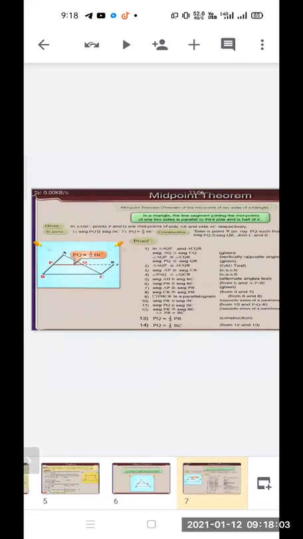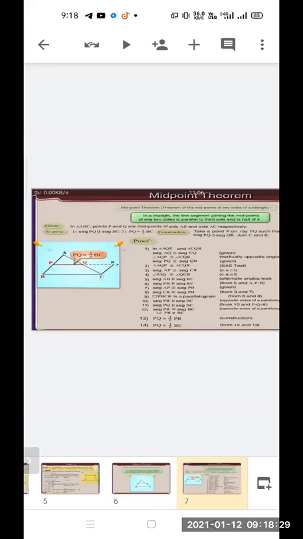So let us see the proof of this theorem. So what is the theorem, children? In a triangle, the line segment joining the midpoints of any two sides is parallel to the third side and is half of it. So let us see how the theorem is proved.